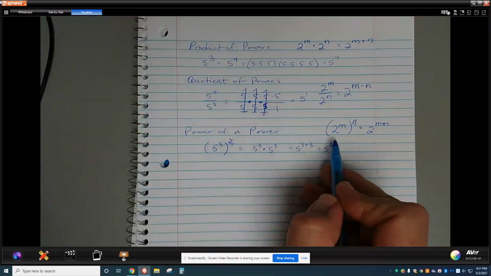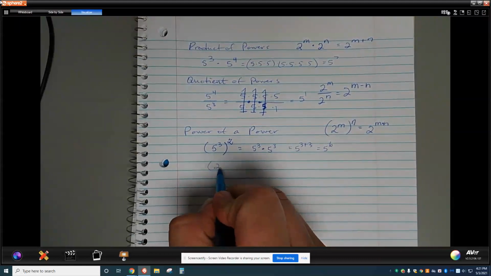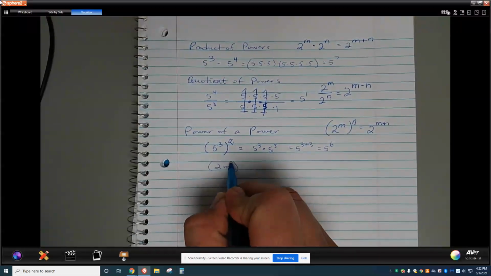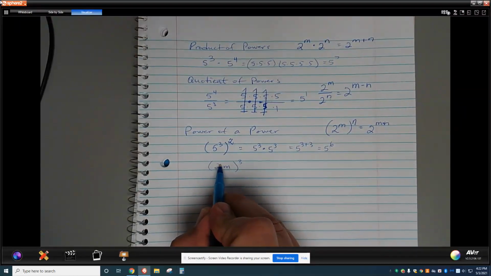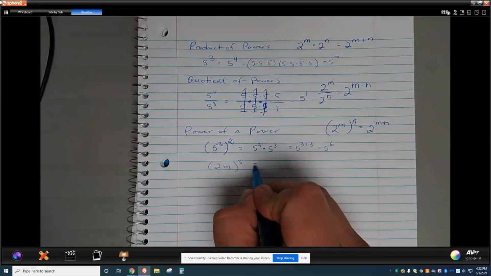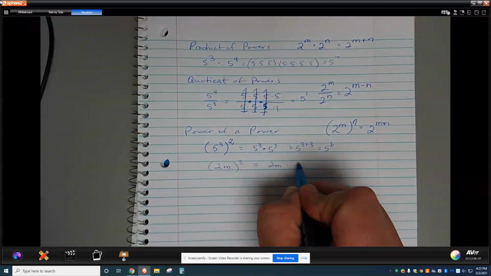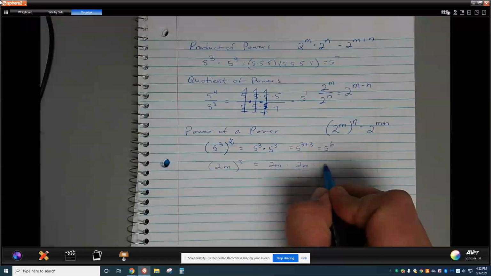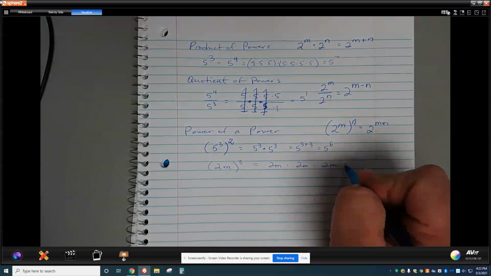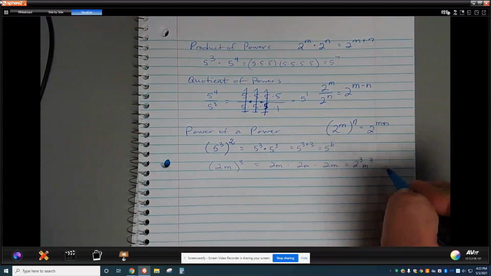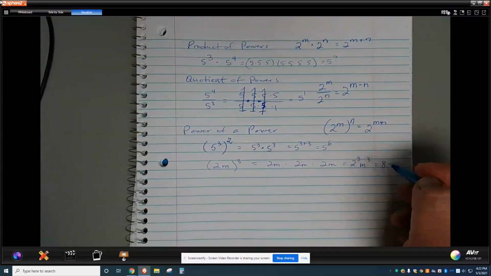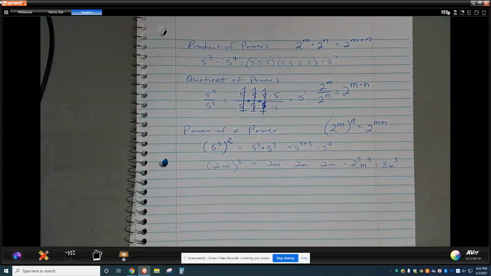If we were to look at this and see a greater value inside of here, such as 2m raised to the 3rd power, we would recognize that there's a product inside of here, but we would still follow the same things. 2 times m times 2 times m times 2 times m, recognizing that we have 2 to the 3rd power times m to the 3rd power, or 8 times m to the 3rd power.